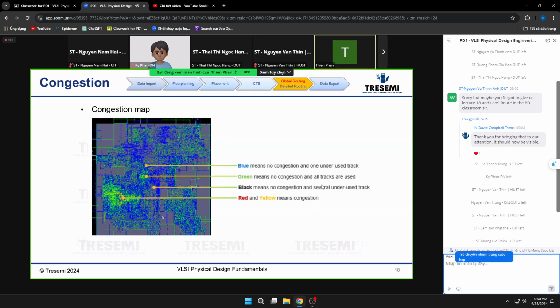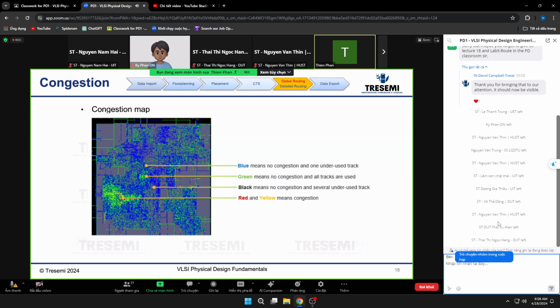So you want to look at the congestion map, right? So see where things are. You certainly don't want to see red, right? Red is just bad. You want to see mostly blue, a few green, a few black. The color can be different, but essentially red and yellow or orange is just bad, right?